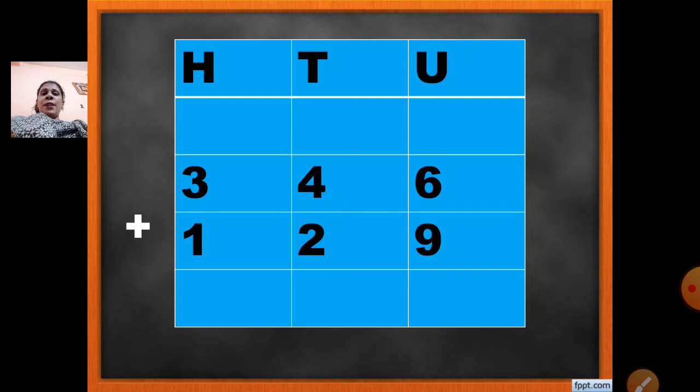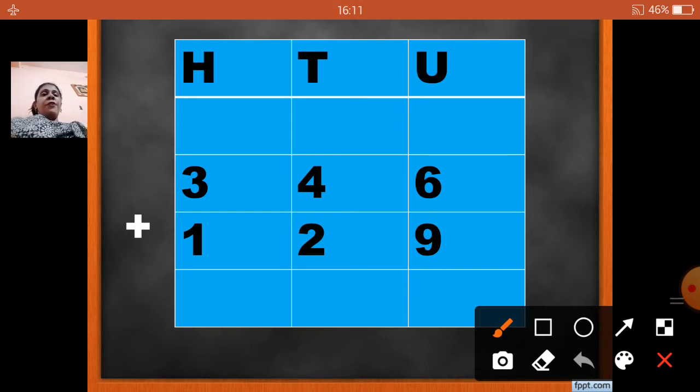We will add first units with units. So the number first, that is 6 plus 9. Now children, you can add 6 more fingers to 9 or you can add 9 fingers to 6. So you will get the same answer. I am adding here, after 9 I am going to add 6 more. So 10, 11, 12, 13, 14 and 15. So am I going to write the whole 15 here? No, I am going to write only 5. Okay, and I am going to write here 1 carryover.